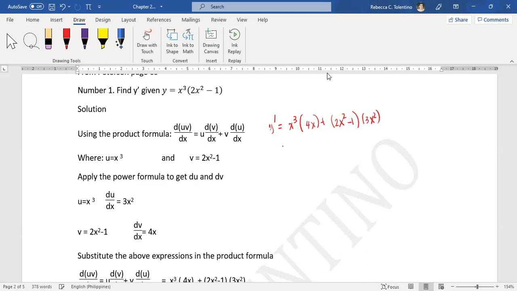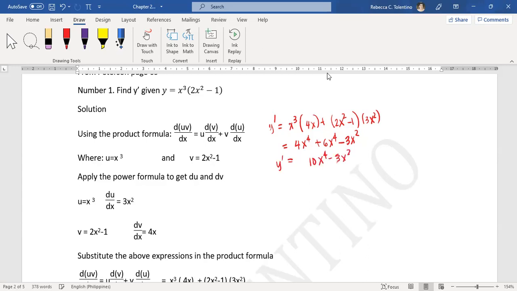So simplifying, so again, it's either completely factored out or completely expanded. So x³ times 4x is 4x⁴. 2x² times 3x² is 6x⁴. Minus 1 multiplied by 3x² is minus 3x². We can combine 4x⁴ and 6x⁴, so that our final answer is 10x⁴ − 3x².